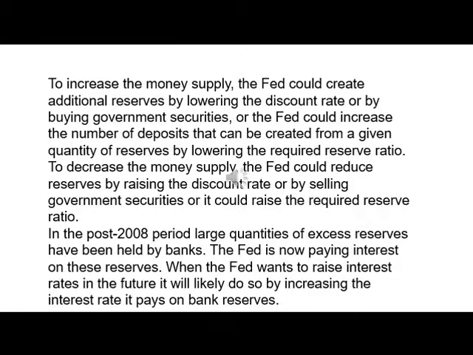To increase the money supply, the Fed could create additional reserves by lowering the discount rate or by buying government securities, or the Fed could increase the number of deposits that can be created from a given quantity of reserves by lowering the required reserve ratio. To decrease the money supply, the Fed could reduce reserves by raising the discount rate or by selling government securities, or it could raise the required reserve ratio.